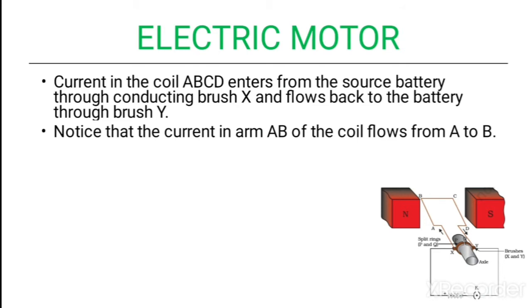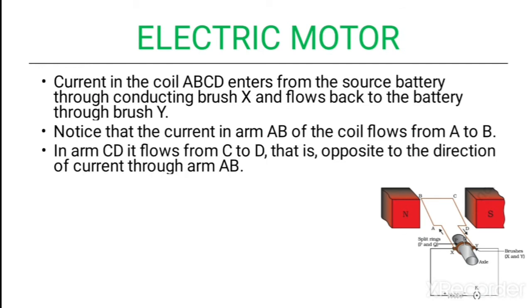Notice that the current in the arm AB of the coil flows from A to B. In the arm CD, it flows from C to D. That is opposite to the direction of the current through arm AB. So if you have observed, the direction of the current is opposite in AB and CD.